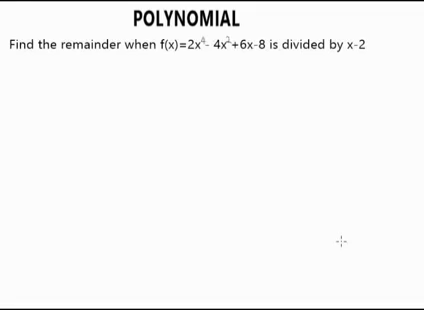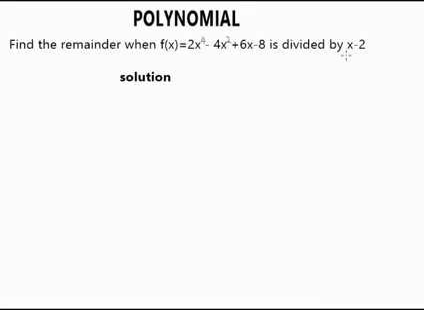The question reads, find the remainder when f of x equals 2x raised to the power 4 minus 4x raised to the power 2 plus 6x minus 8 is divided by x minus 2. First of all, you write solution. We are going to use a unique method of solving polynomial, and it is called the synthetic method.